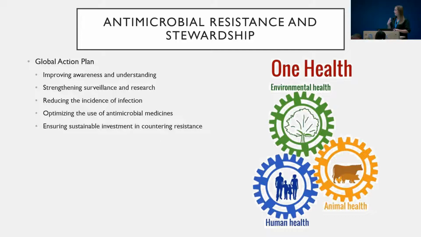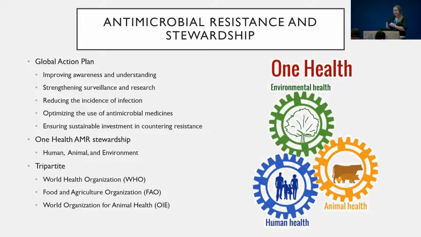The goal of these 5 objectives is to be addressed through a One Health approach, considering human, animal, and environmental health sectors. This is organized and regulated by the Tripartite, and their job is basically to provide global guidance to nations so they can develop their own national action plans to combat AMR through stewardship.